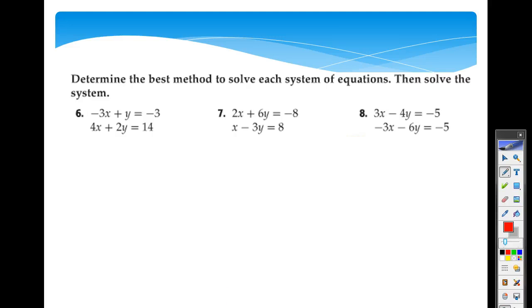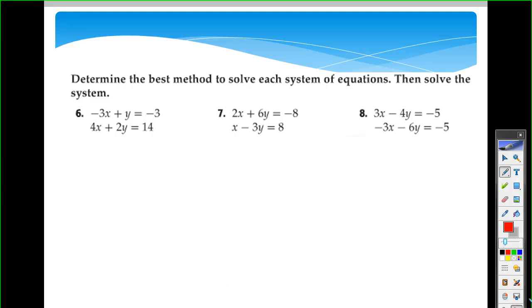Okay, on this slide I want to show you which method to use. Not necessarily that I want to solve each problem, but I want to go over with you which method would be the best to use.